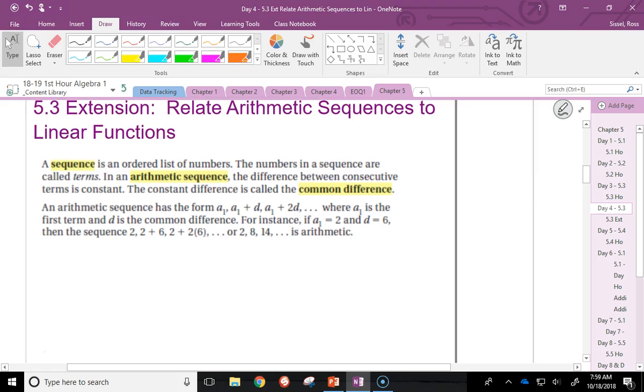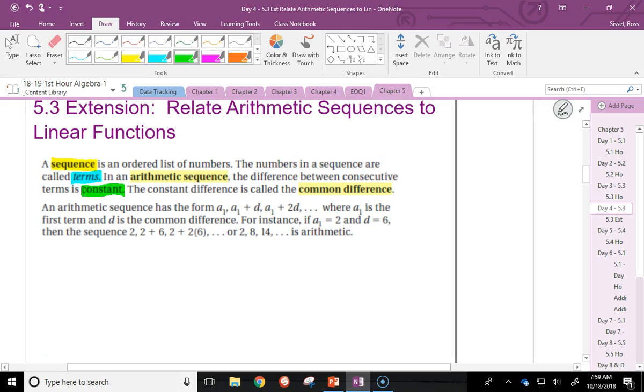So, not much we have to look at here, but we're just going to explain this. It says, a sequence is an ordered list of numbers. The numbers in a sequence are called terms. In an arithmetic sequence, the difference between consecutive terms is consistent, or constant. The constant difference is called the common difference.